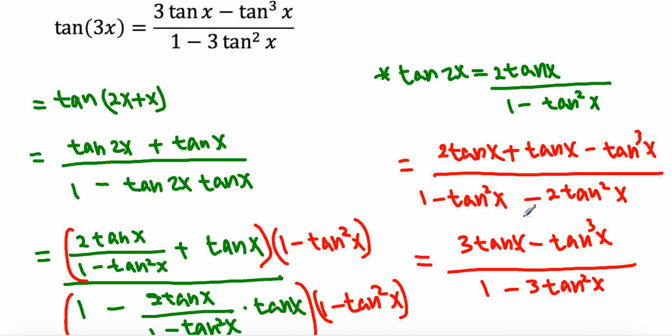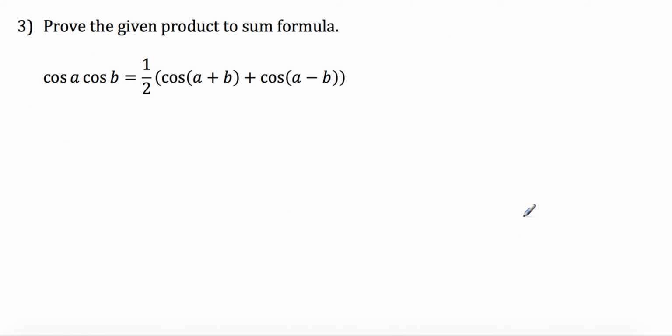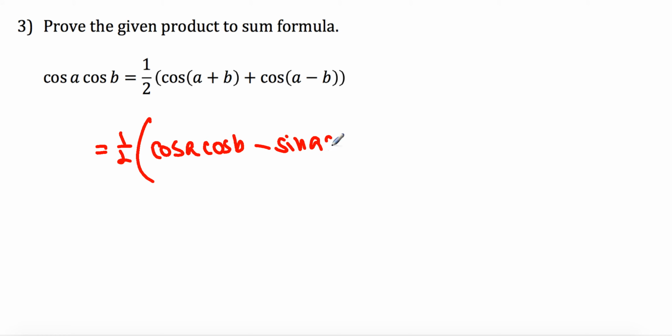Alright, let's look at number 3. In this case, we can do many different things, but one of the easy ways is to expand cosine of the sum and difference of the angles. The sum of the angle for cosine is cosine of A times cosine of B minus sine of A sine of B.